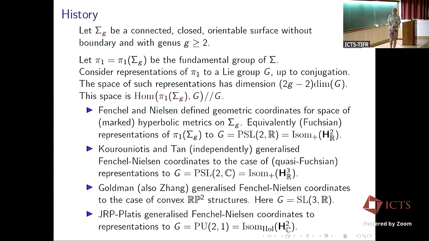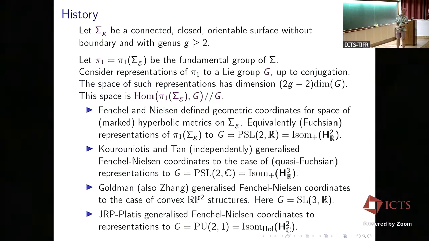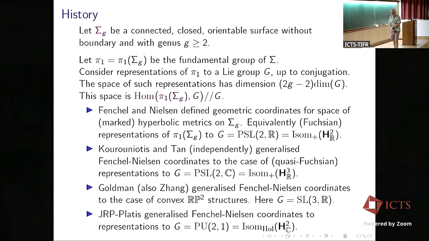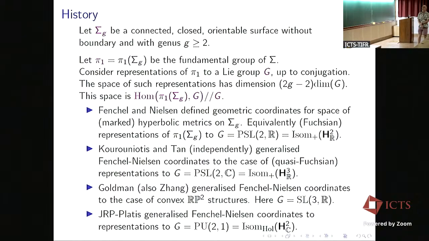So here's the history. Throughout both talks, sigma g is going to be a connected, closed, orientable surface without boundary, and genus g bigger than or equal to 2. We've already seen sigma g in the previous talk, so if people here are working in Teichmüller space, that's very familiar. And I'm going to let pi1 be its fundamental group.